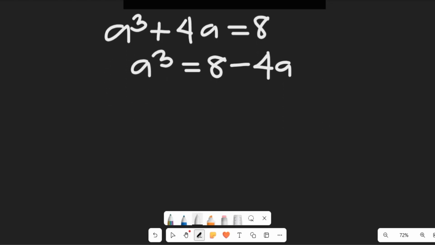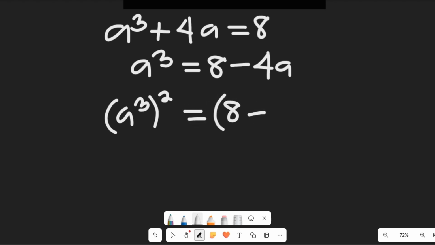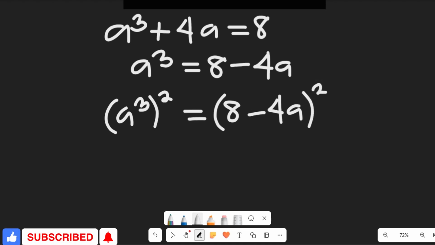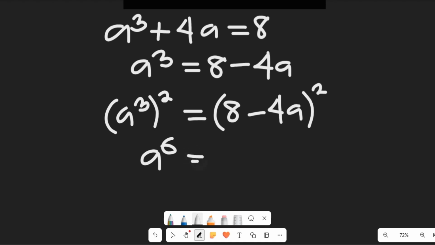If I take the square of both sides, I'll have a to the power of 3 all squared, and this will be equal to 8 minus 4a all squared. The index will have to multiply. 3 times 2 will give me 6, so that will give me a to the power of 6 equal to 8 minus 4a all to the power of 2.